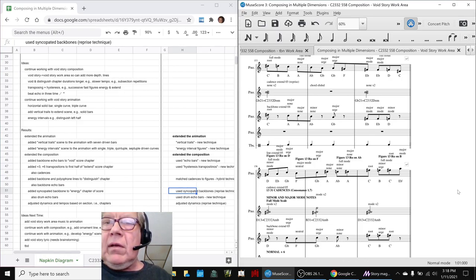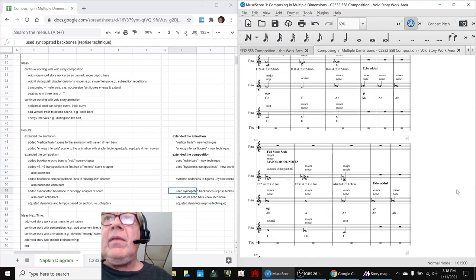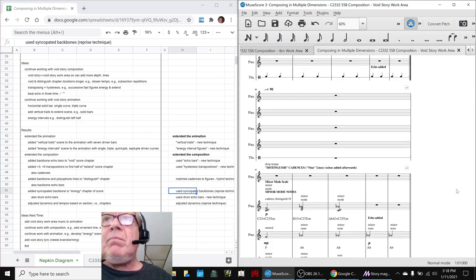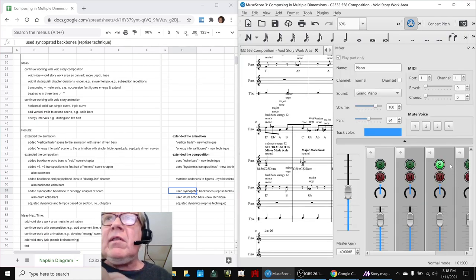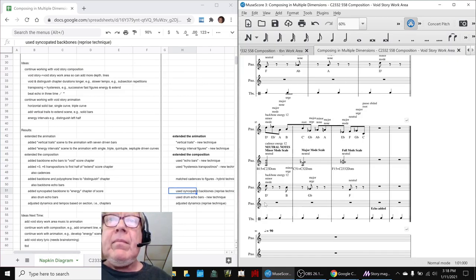We also use a technique we call echo, drum echo. So the idea of echoing the pitches sounded good to us. So here in the fifth bar, here. Well, you can't tell it's an echo unless you let everything play. And then we also went through and adjusted our dynamics, which is a reprise technique.